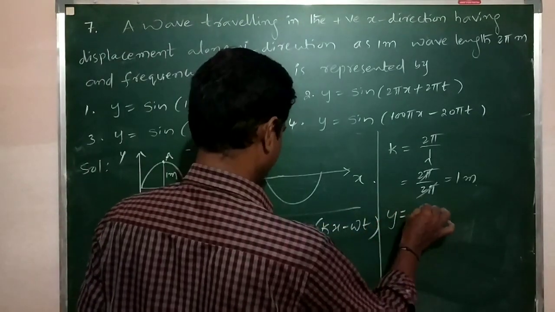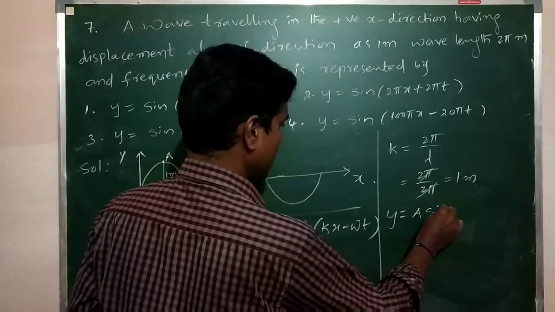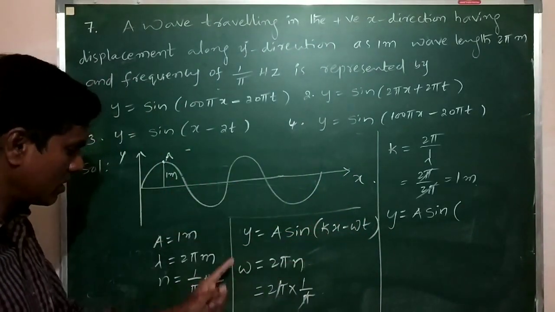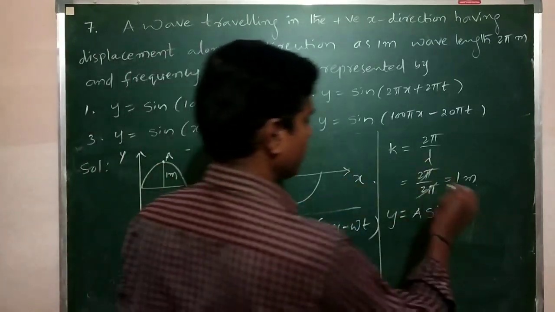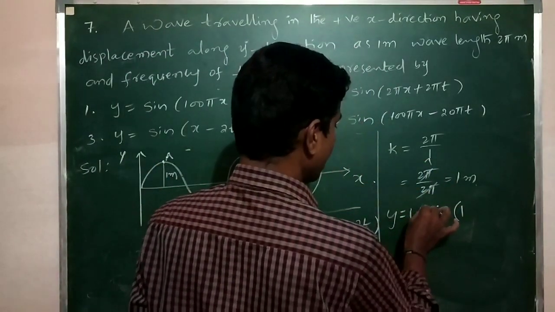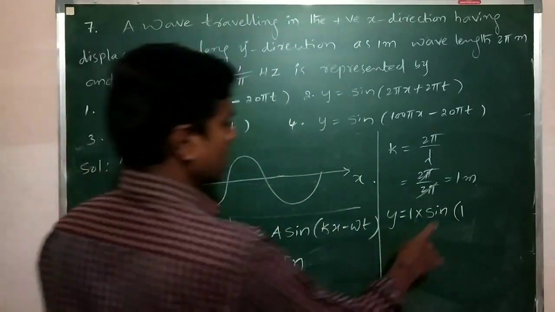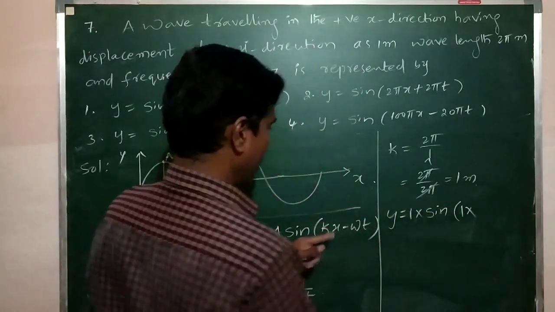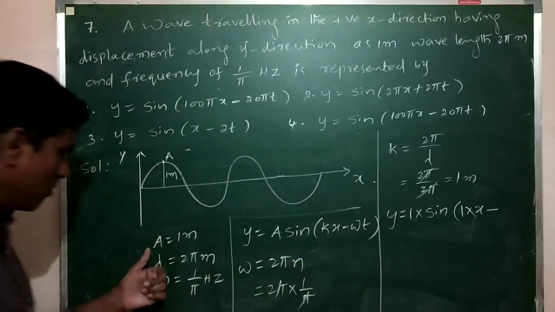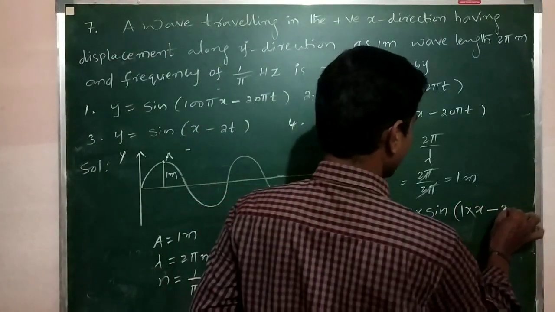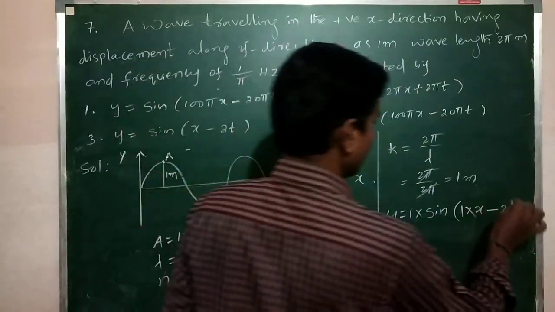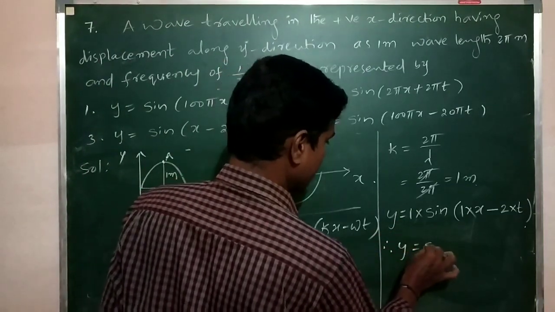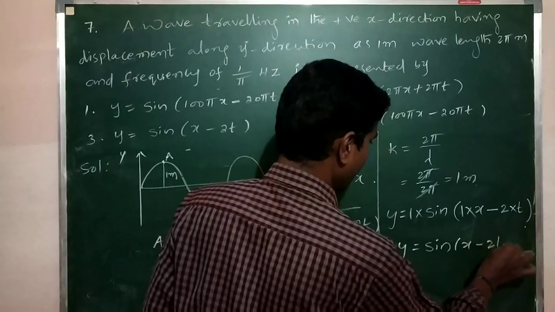y = A sin(kx − ωt). What is k? The k value is 1. The amplitude is also 1 meter. So sin of k, that is 1, into x minus ω. What is ω? ω is 2 radians per second, 2 into t. Therefore y = sin(x − 2t).